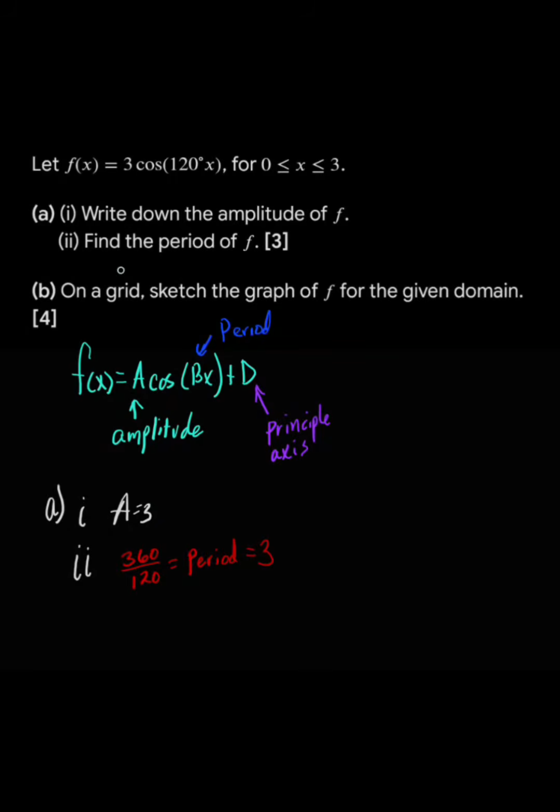A is 3. Find the period of f. The period is going to be 360 divided by this number, which is b. So 360 divided by 120 gives me 3 as a period.